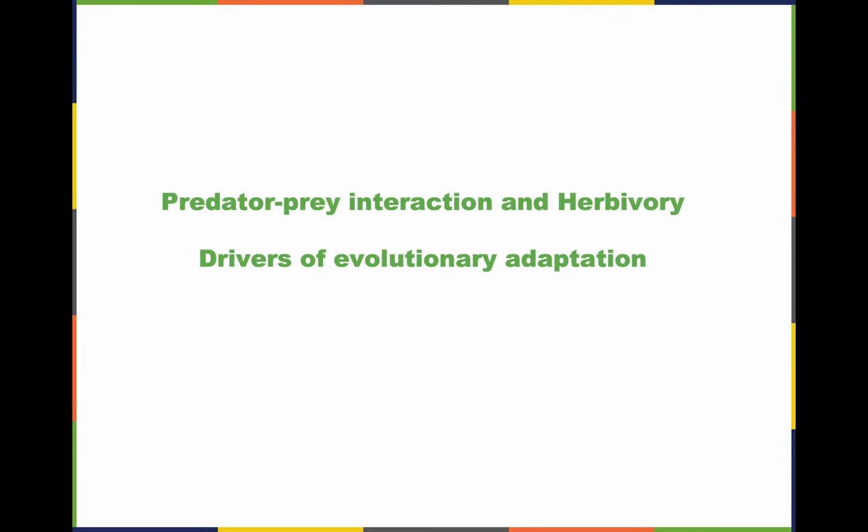Now, other types of interaction that members of a community have are predator-prey interaction and herbivory. And herbivory basically is a kind of predator-prey interaction that involves plants. So it's one organism that feeds on a plant. And this type of interaction is actually a driver of evolutionary adaptation.